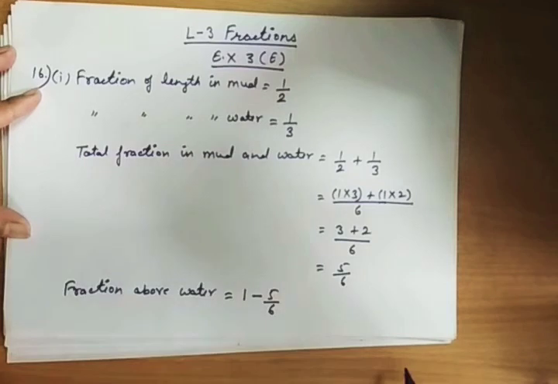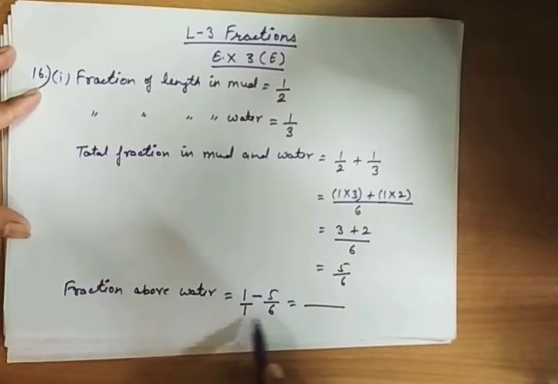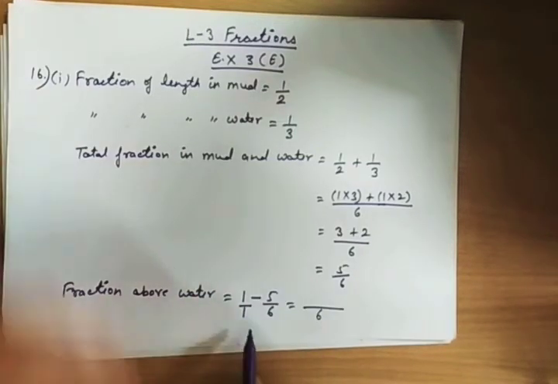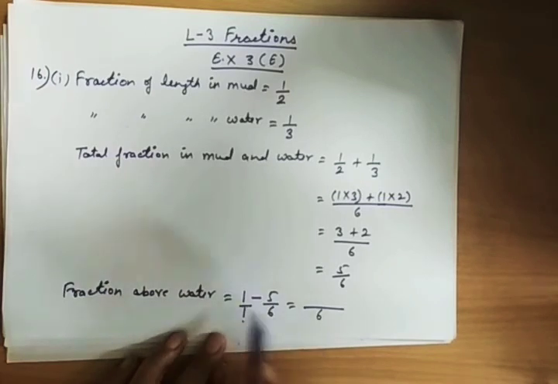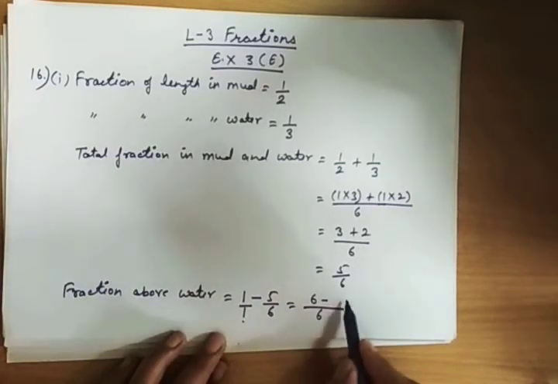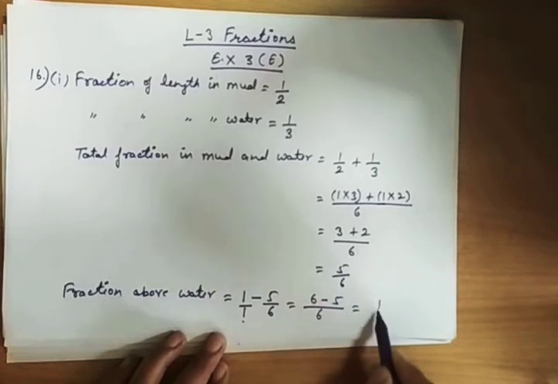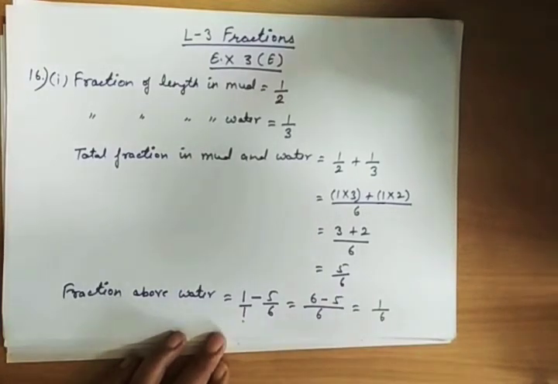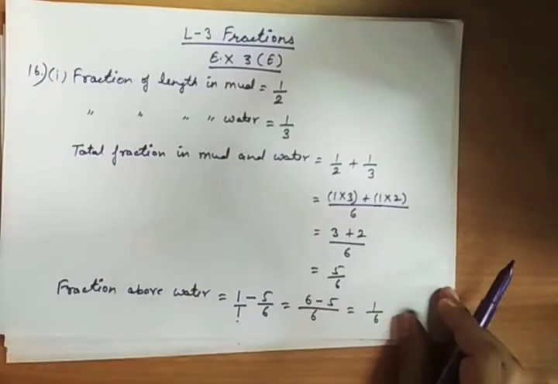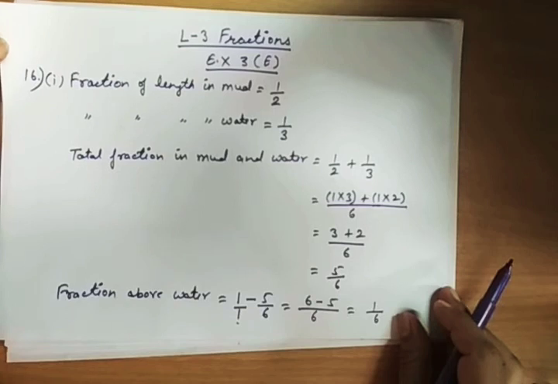That means 1 minus 5/6. Now I am putting the 1 in the denominator because we are not having any number in the denominator. LCM of 1 and 6 is 6. Now 1 6s are 6. So 1 into 6 it will be 6. 6 1s are 6, so 5 1s are 5. So the answer is 1/6. That means 1/6 fraction of the lamp post is above water. This is the first part of question number 16.